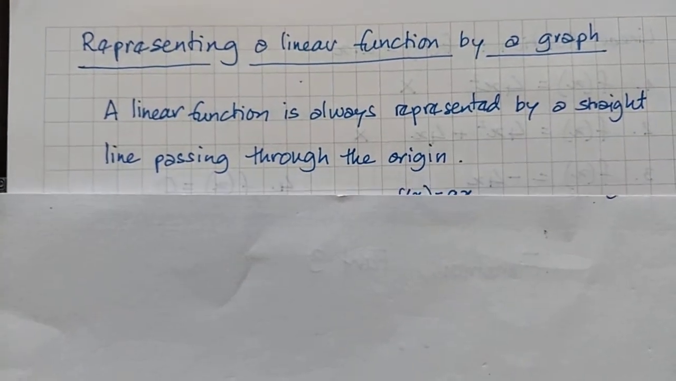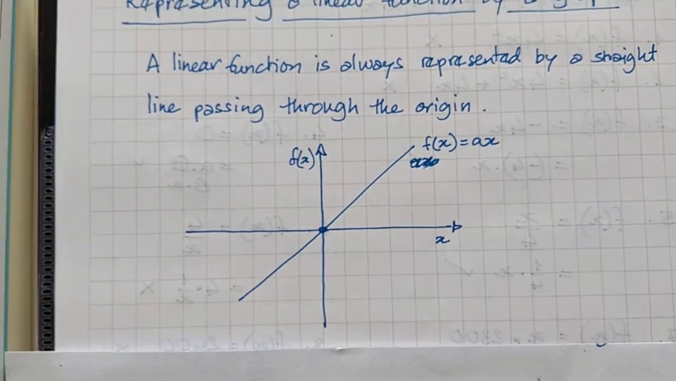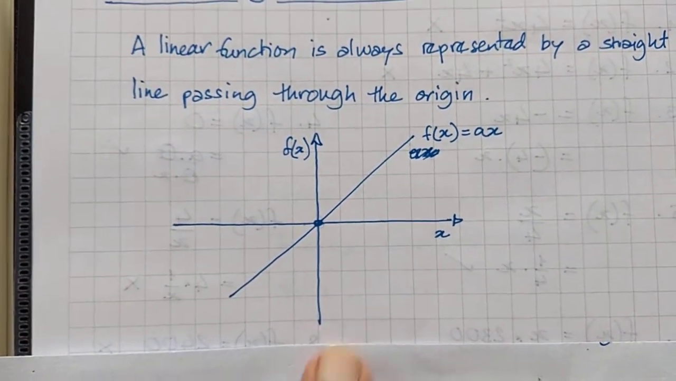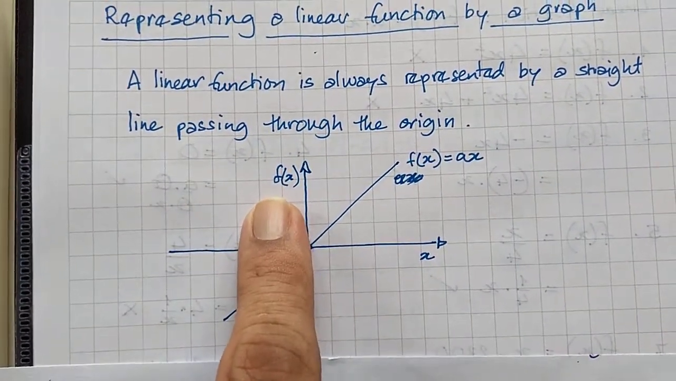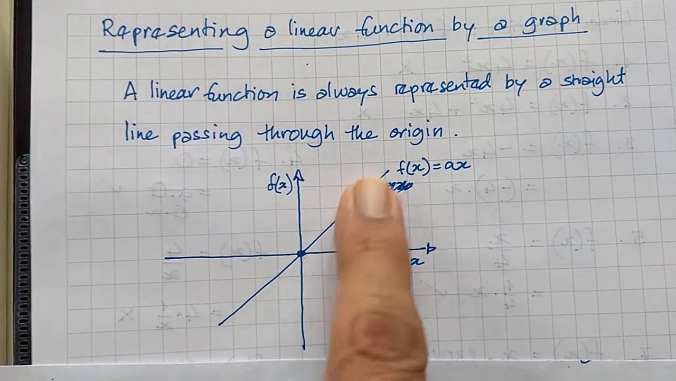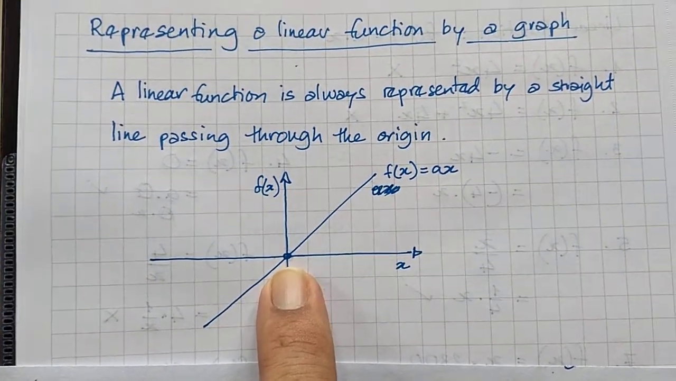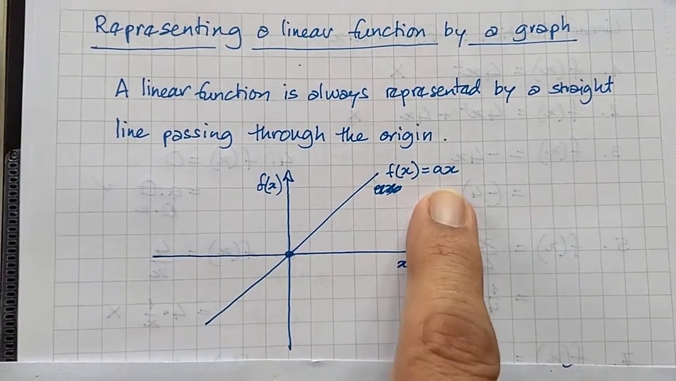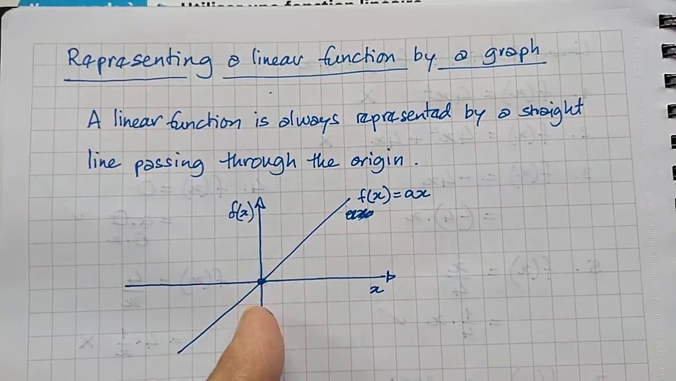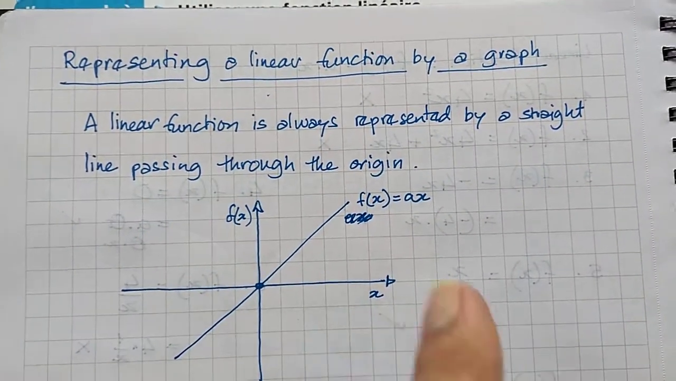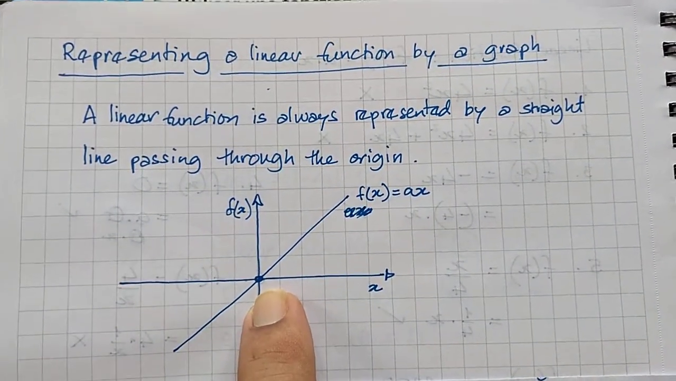Okay, so now we see this is what a linear function looks like. You have the x-axis and the y-axis, where we mark the f of x. We take the x here. This is a straight line passing through the origin will represent f of x is equal to ax. Whether this line is going like this or in this direction depends on the value of a, but it will always be a straight line going through the origin.